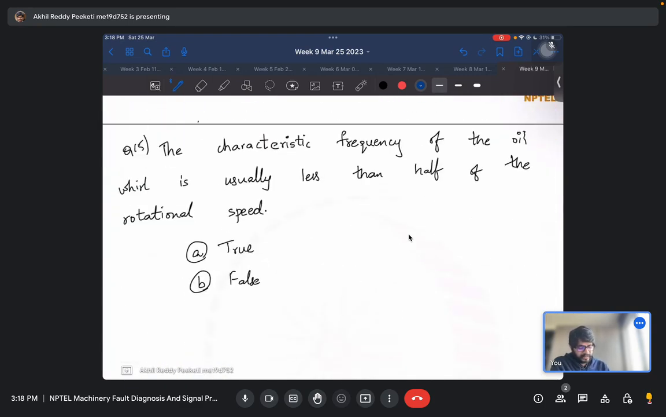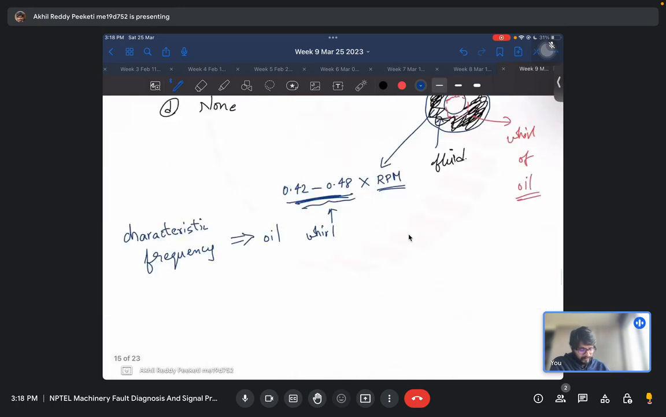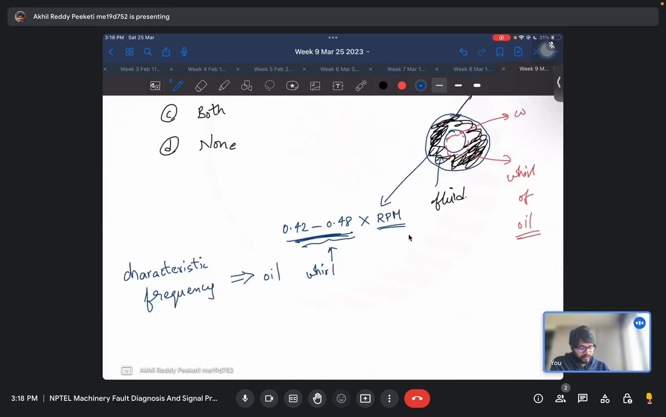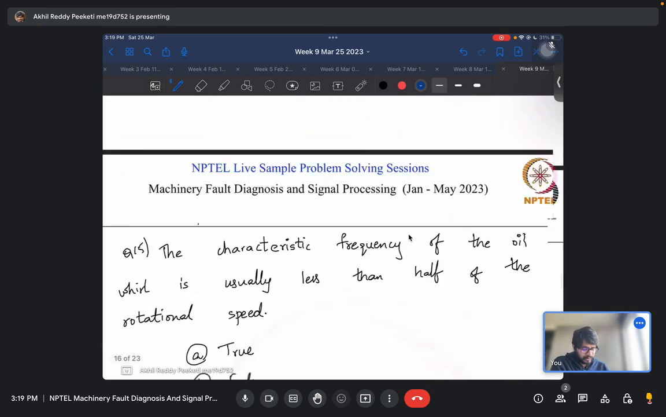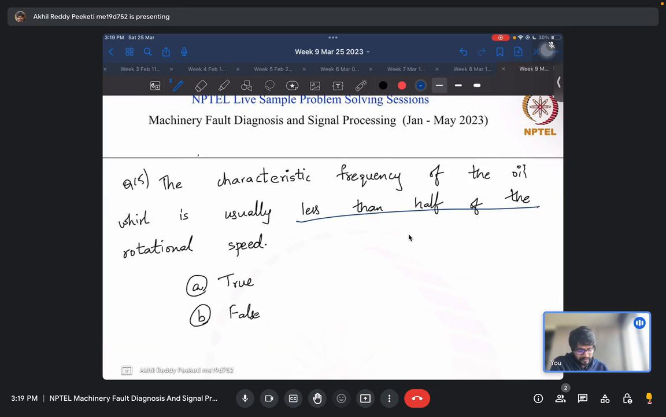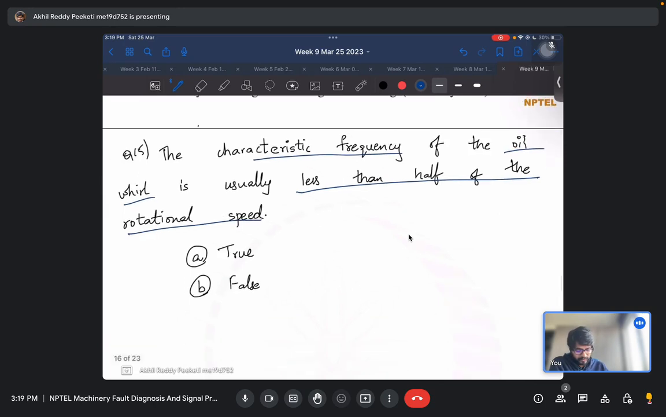Now, the characteristic frequency of the oil whirl is usually less than half the rotational speed. As we saw, the oil at the rotating unit will rotate at the speed of the shaft, and at the stationary side it will have zero velocity. So the oil would be rotating with a velocity in between these two, usually around 0.42 to 0.48 times the RPM. So it would usually be less than half the rotational speed. Okay, so it is true.